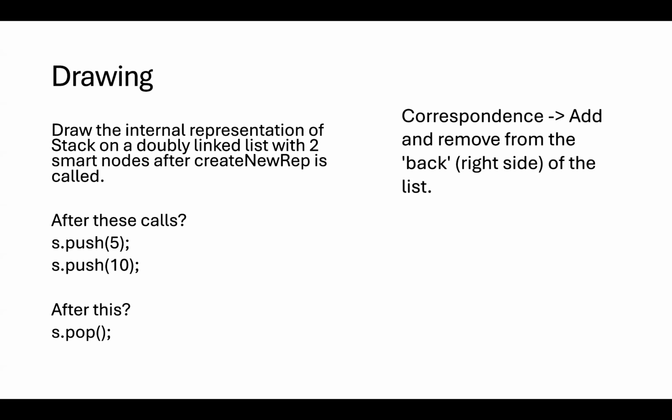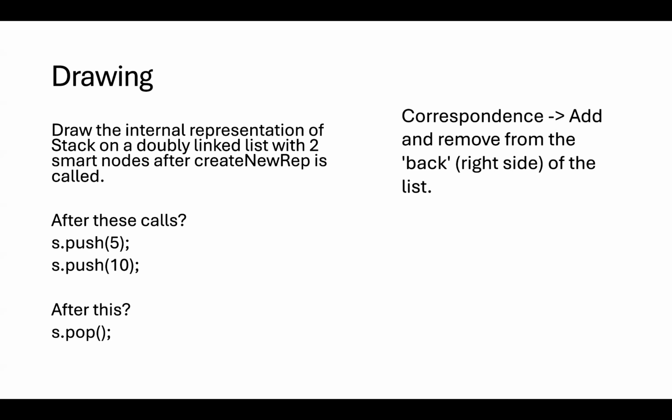Yeah, this is the initial representation for two smart nodes doubly linked. This should be pretty standard across two smart nodes doubly linked. This is what it looks like after you call create new rep, or like a new constructor. This is what the internal representation of the linked list is going to look like: two smart nodes, the class as a whole, everything's set up nicely for us. Okay, so now let's go ahead and push 5.